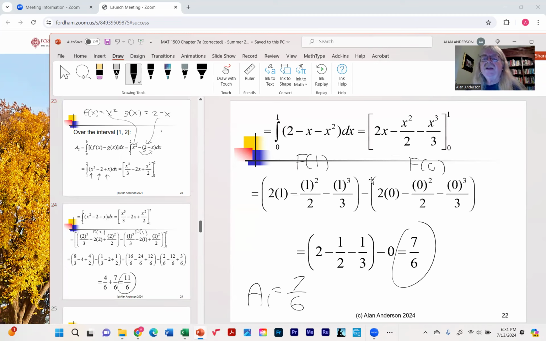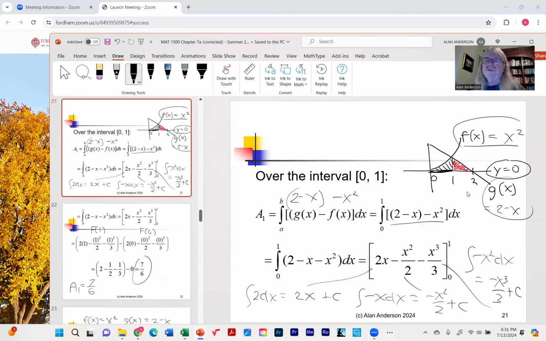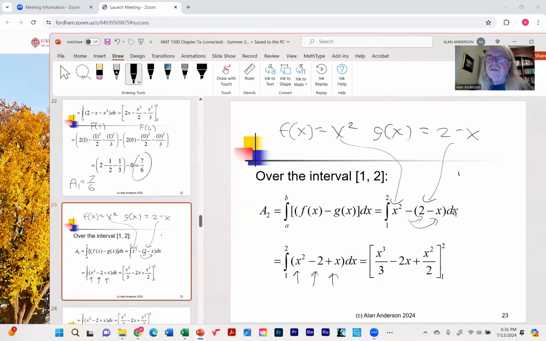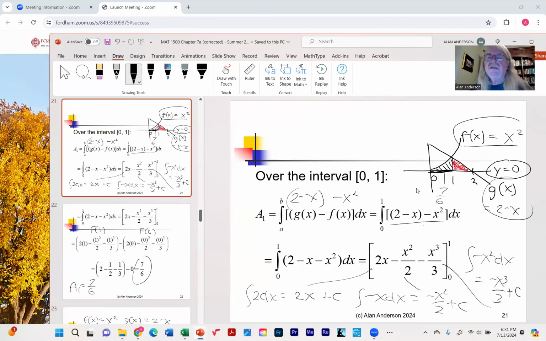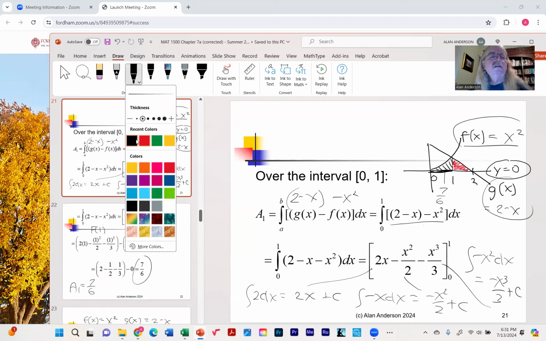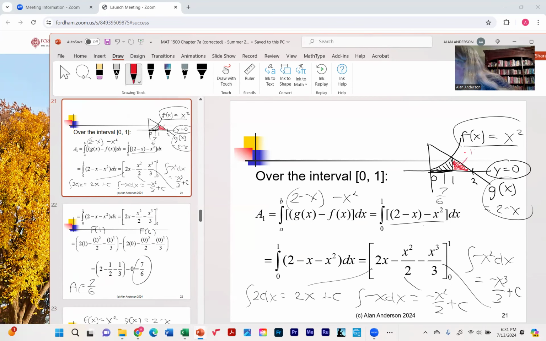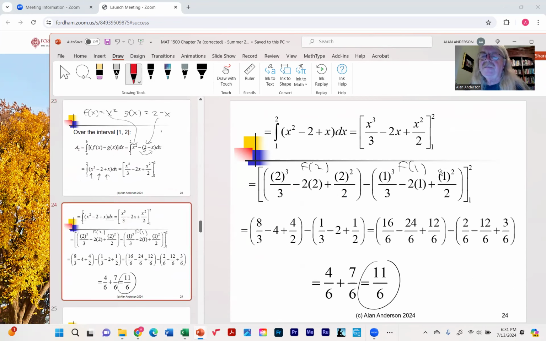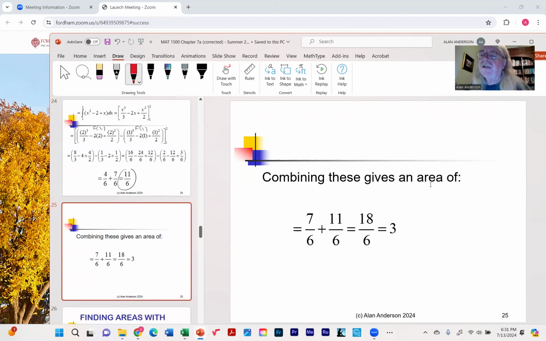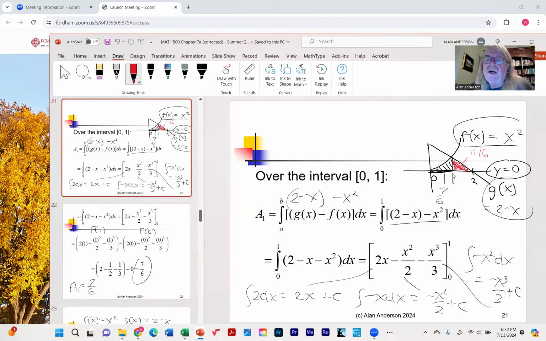So if you look at that graph we had back here, that black shaded region is equal to 7/6. And the red region is 11 over 6. Okay. So that means they add up to 18 over 6, which is, of course, just 3. And that's it. And we're done. Okay, so because they crossed, we had to do 2 integrals instead of 1, but it's the same basic setup.